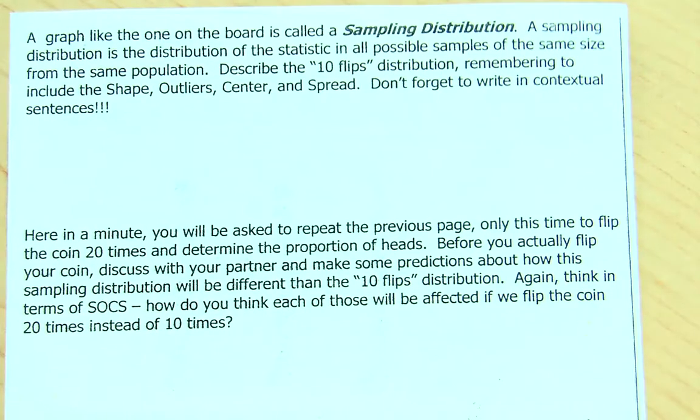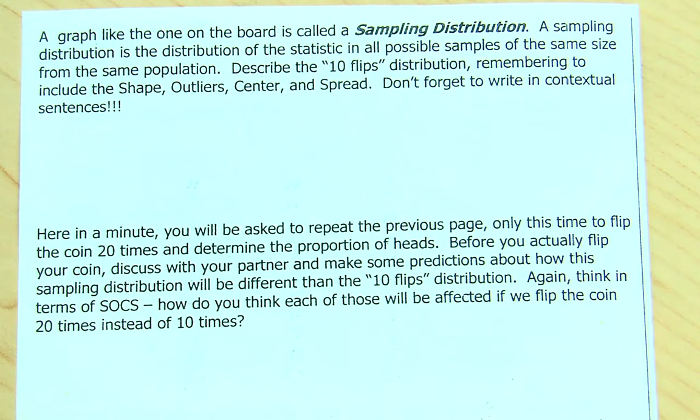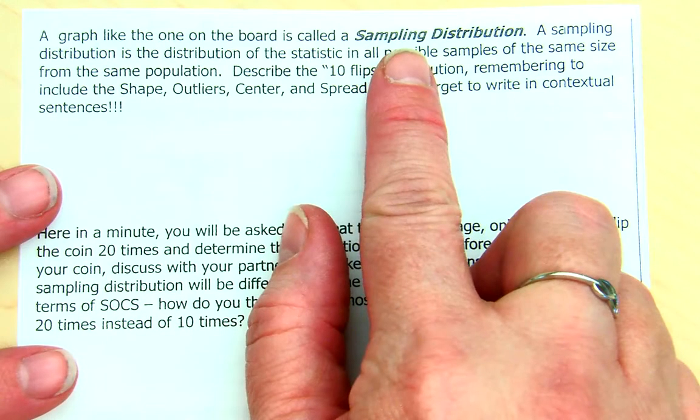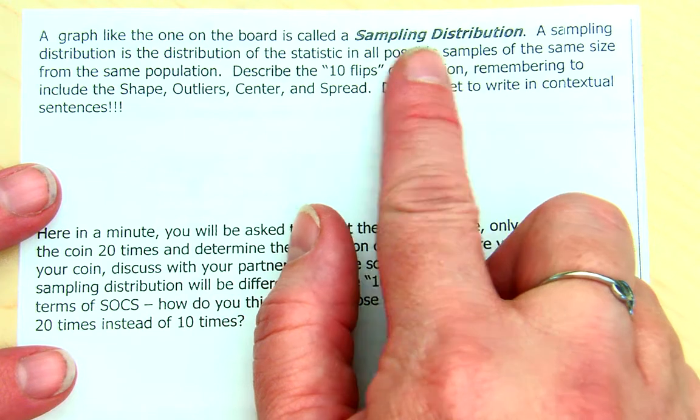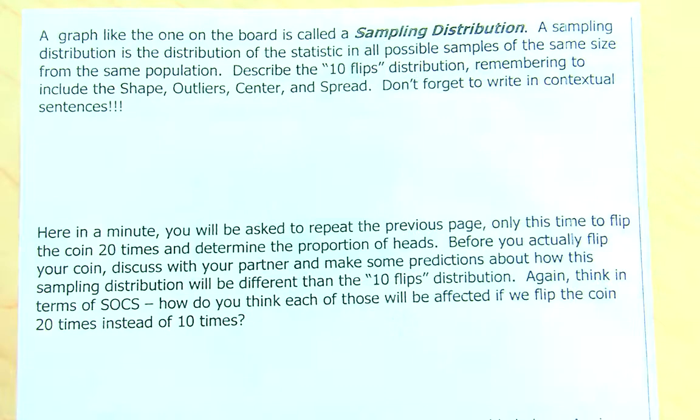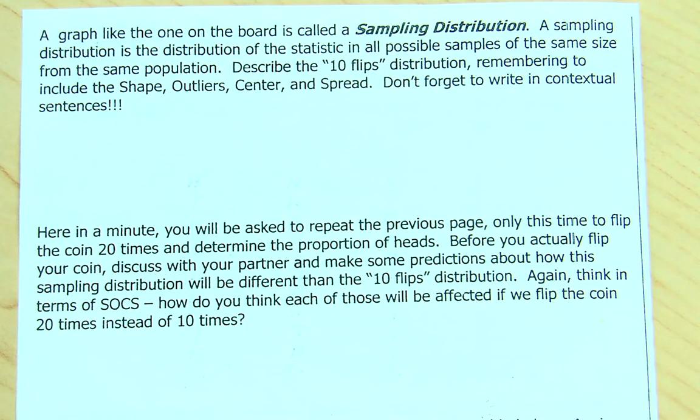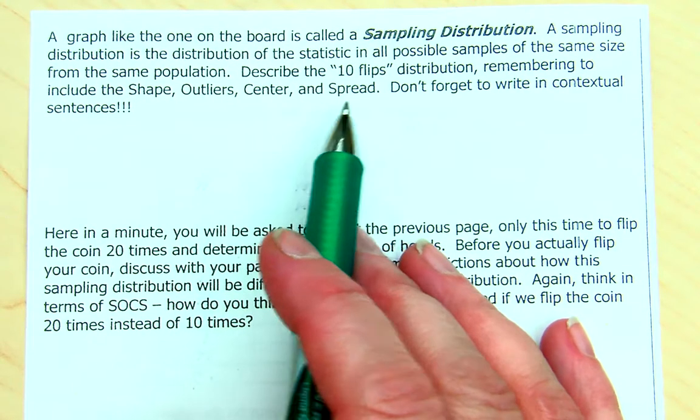Okay, let's look inside. So we've done 10 coin flips. We found the proportion for each one. When we put those all together, each dot on that graph represents a sample. All of those samples put together create our sampling distribution. So people get confused on, is it a sampling distribution or is it just a distribution? Sampling distribution means it's made up of lots of samples, statistics. So you take a statistic from each sample, put it together. That's our sampling distribution. So we want to describe what we see in the graph.